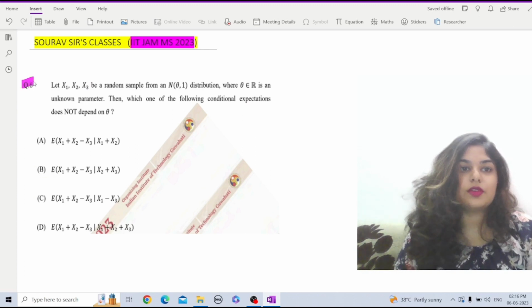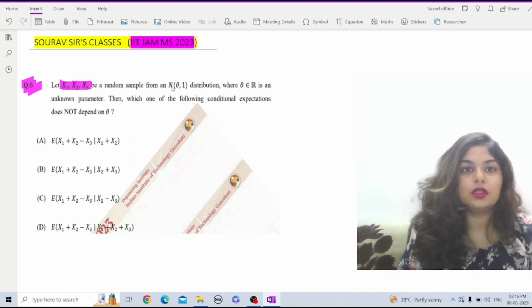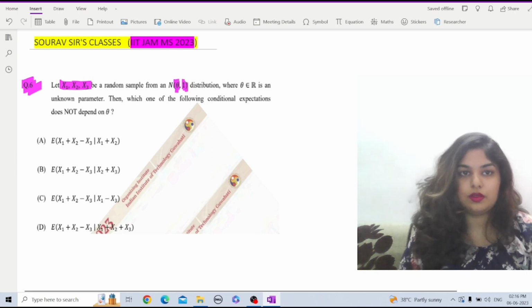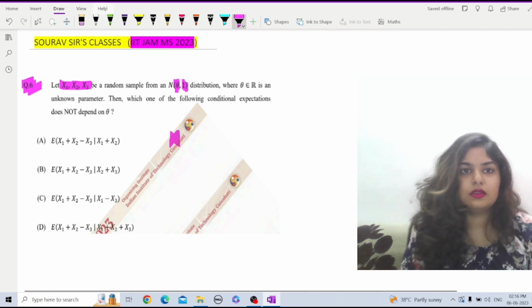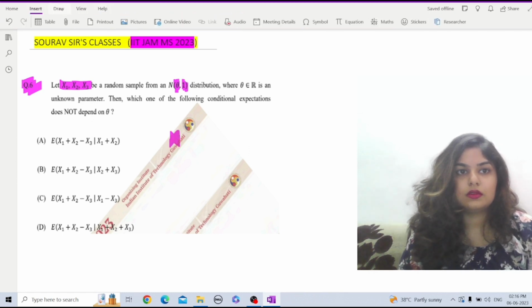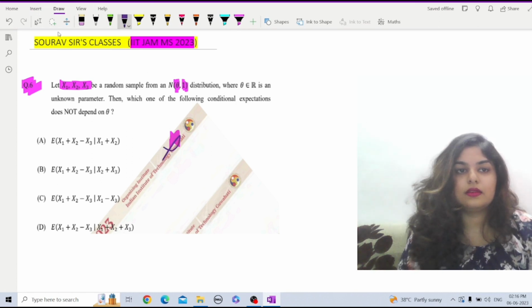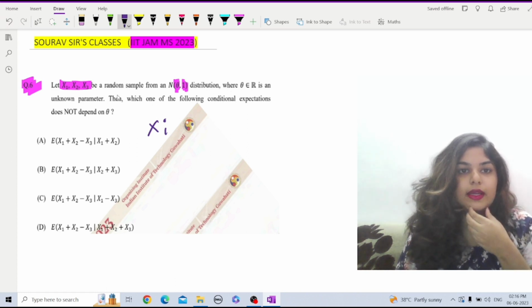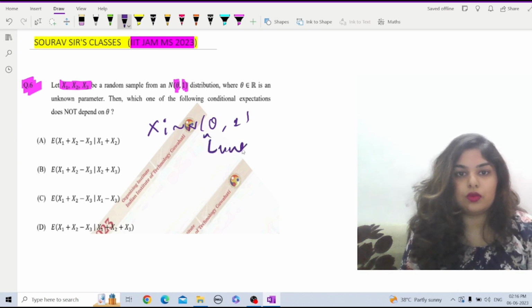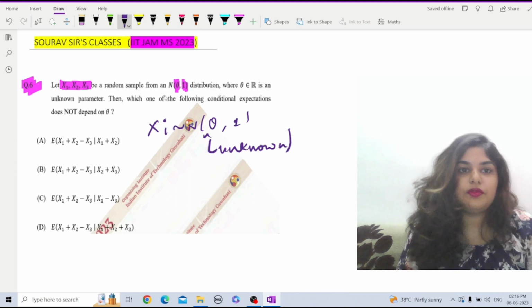The following question is question number 6. So here you are given three variables X1, X2, X3, from a random sample from a normal distribution, where one of the parameters is 1 and theta is the unknown parameter. So basically we are given Xi, and this follows N of theta comma 1, and this theta is unknown. Now we have to find out which one of the following conditional expectations does not depend on theta.